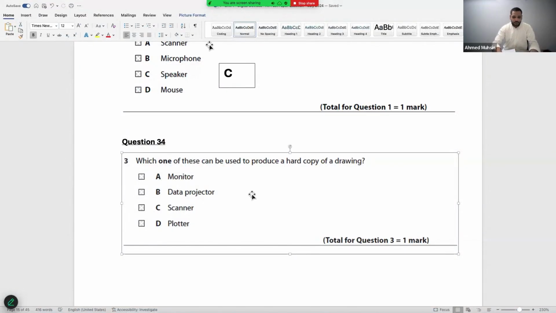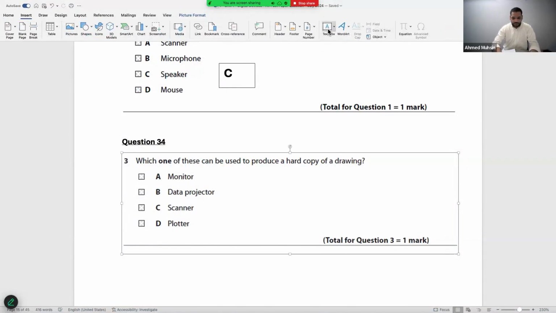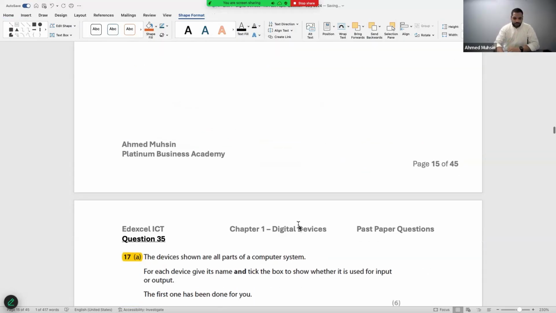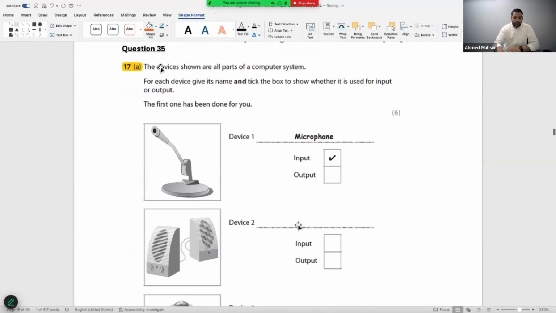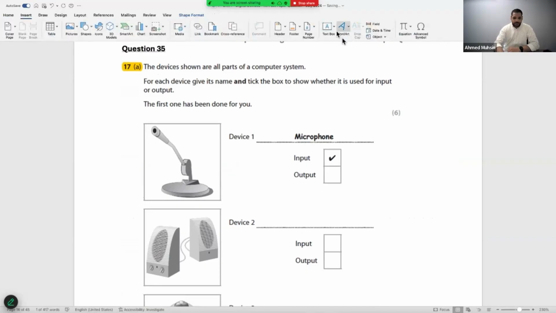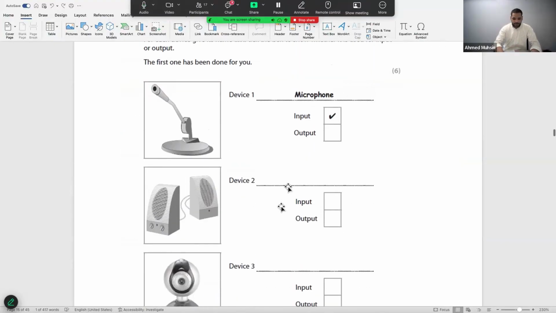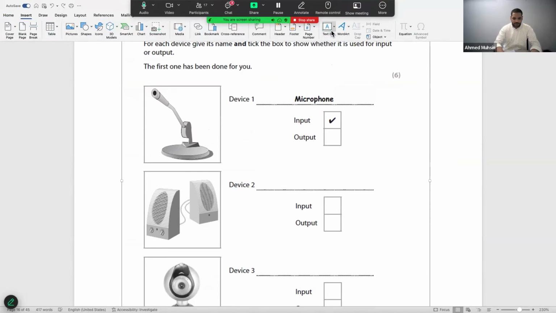Right, let's keep moving. So here, what did you all tell me? Answer here is D, plotter. Right. Next, guys, over here, everybody, device 2 is known as a speaker, input to output. Speaker is known as an output device. Can you all mark it, please? Speaker is an output device. Okay, speaker is output.